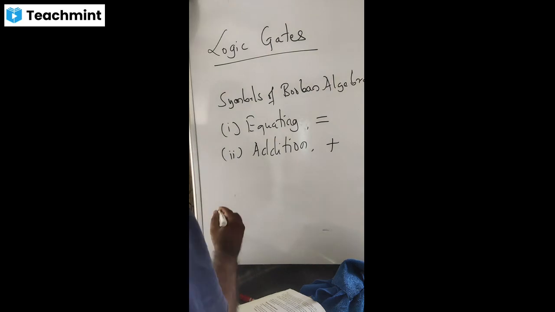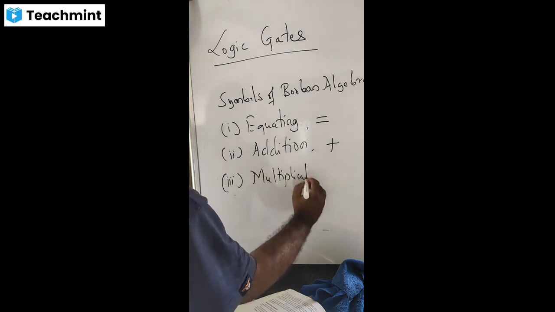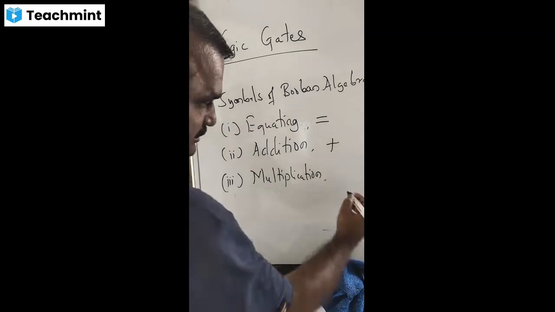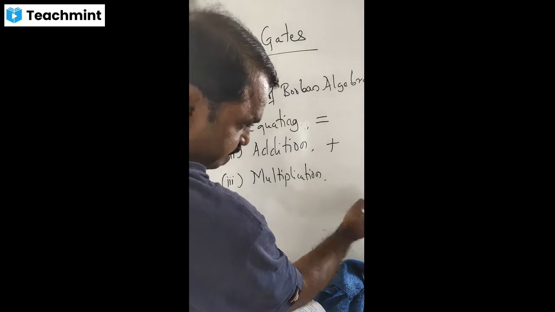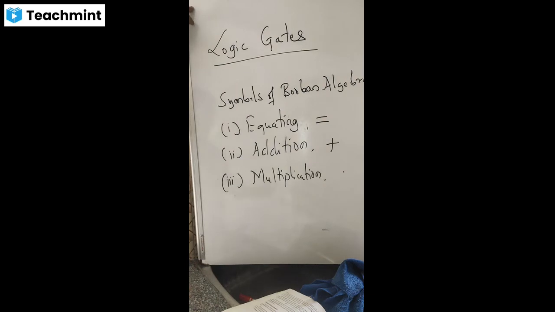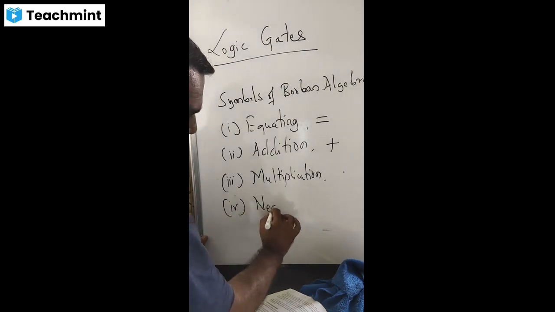Then multiplication. Usually multiplication will be written with a dot. Multiplication is represented with a dot, but some people use a cross also. Cross means an X kind of symbol, but generally you use a dot only. Then we have the fourth one, negation.